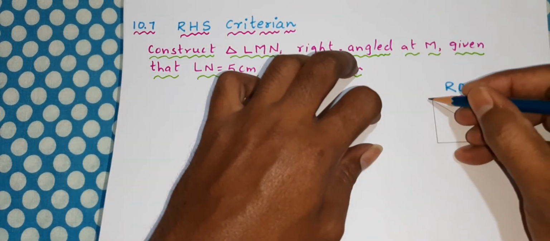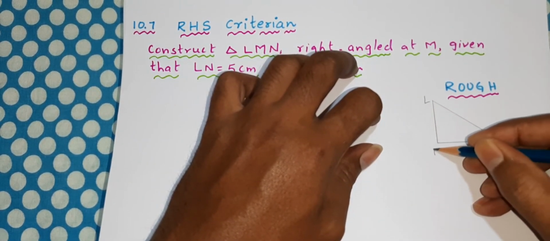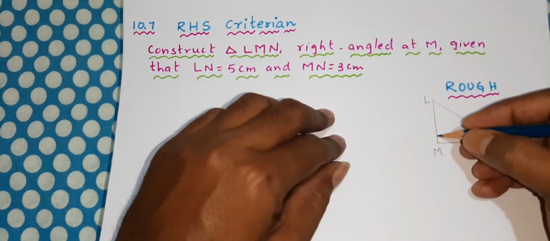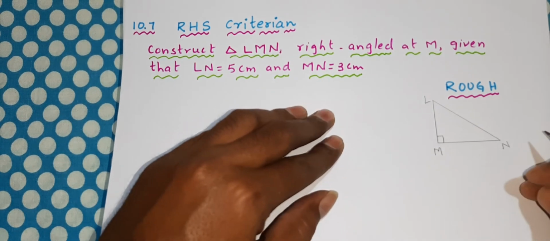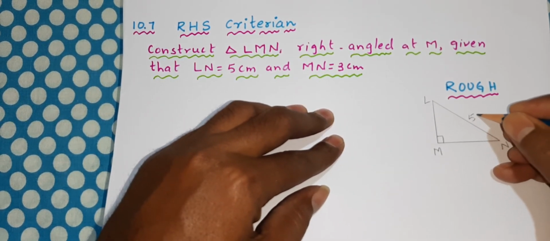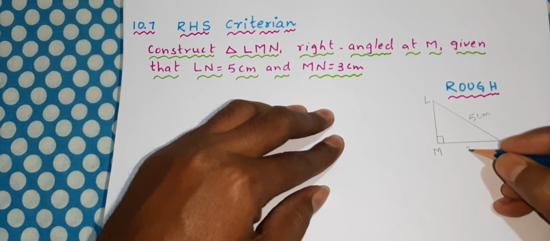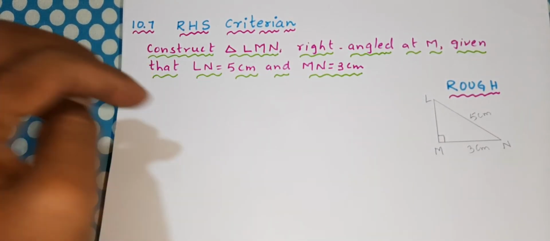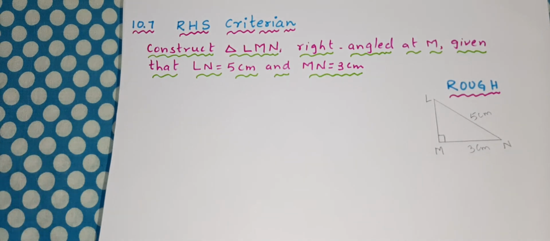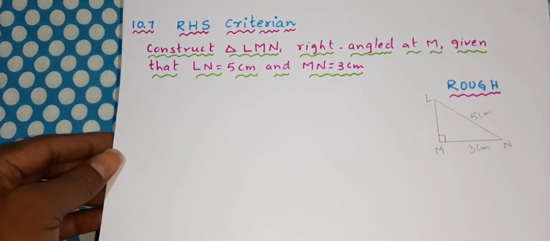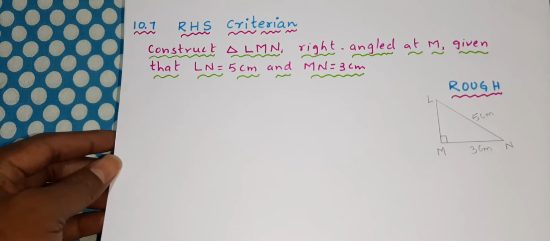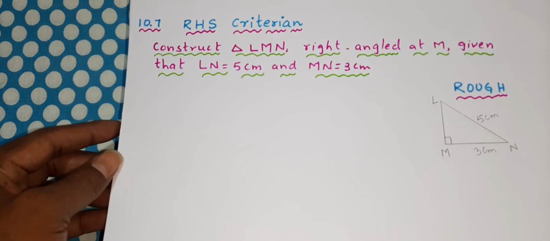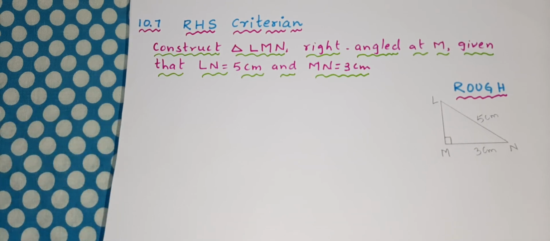Right. This is L, M, N. They given angle M is 90 degrees. This is 90 degree symbol. LN is equal to 5 centimeter and MN is equal to 3 centimeter. Clear, children? This is a rough figure. Now by using this we are going to construct an actual triangle. Clear? Now first of all draw the line segment MN. Draw the line segment MN with 3 centimeter.